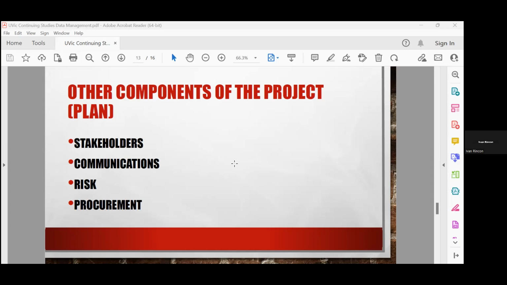And the last one is risk. Risk is probably the most important of the non-core plan areas that you have to be aware of. Risk in the context of projects means uncertainty.